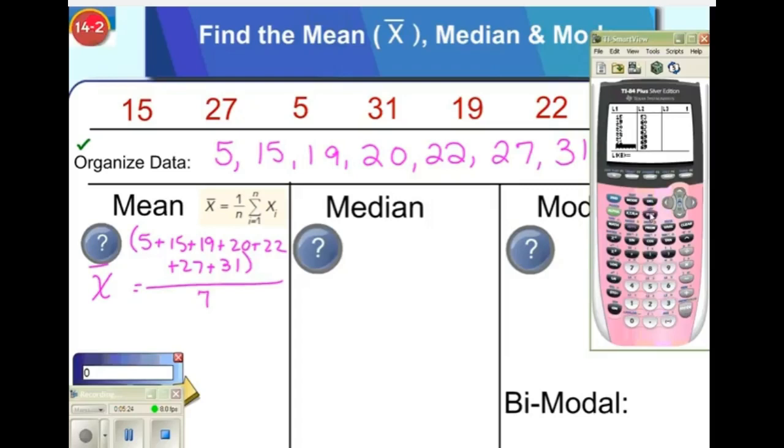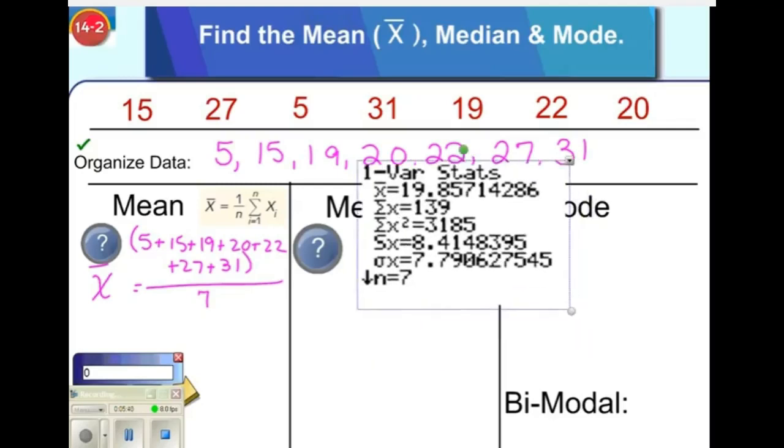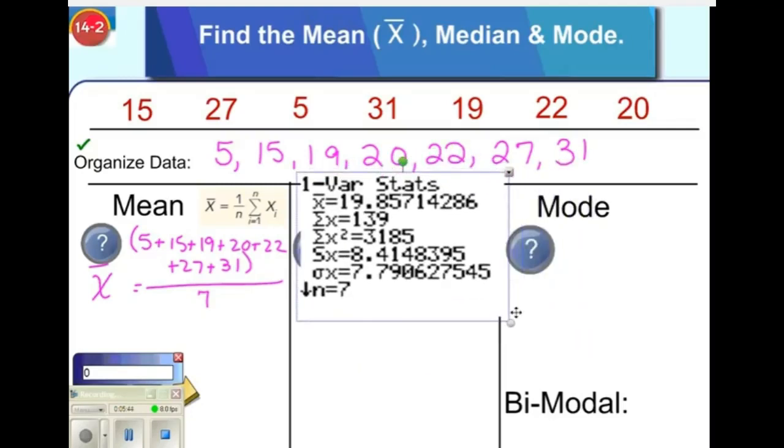All right, so go back into stat, hit calculate, one variable statistics, hit enter, and it will produce it for you. So you'll notice that we are getting data that shows X bar at 19.9. So I've got X bar coming in at 19.9. Another thing you see right here is the sum of the data is 139. And that should be, if you added all those up, that should end up being 139.